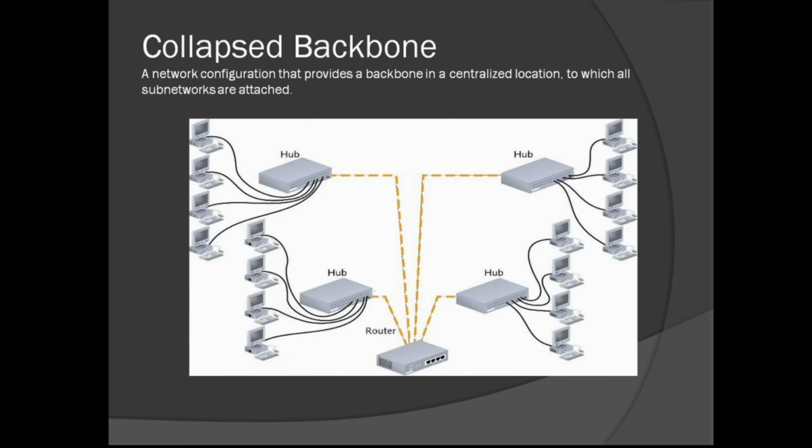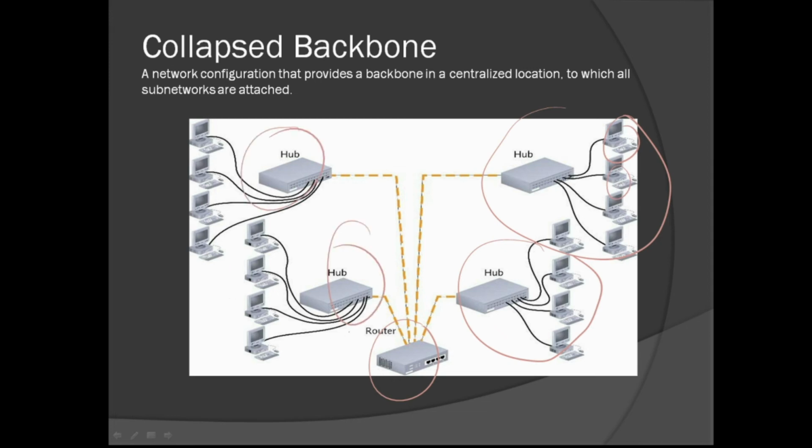Okay, we have the collapsed backbone. You have the switch and you have segments, just like what I discussed on the network structure. You have segments and you have your nodes. So this is the collapsed backbone. The collapsed backbone is good in terms of fault tolerance. If one segment breaks, it does not affect the entire network. Aside from fault tolerance, the other importance is fault isolation.